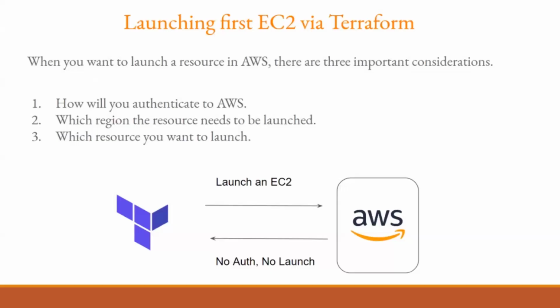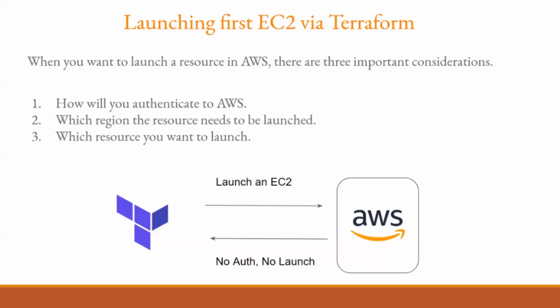Manually you are connecting using the access key to the console. Very good. So how will you authenticate to AWS? Access key and secret key. Which region does the resource need to be launched in? For example, EC2 in North Virginia, US East 1, North California, any region. For example, the APAC region, the MEA region.